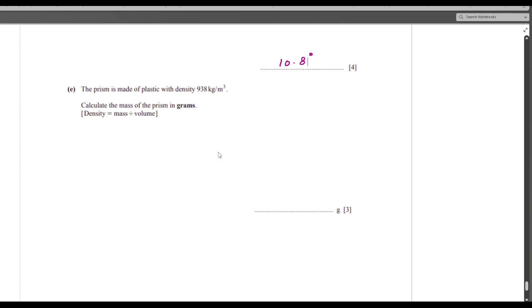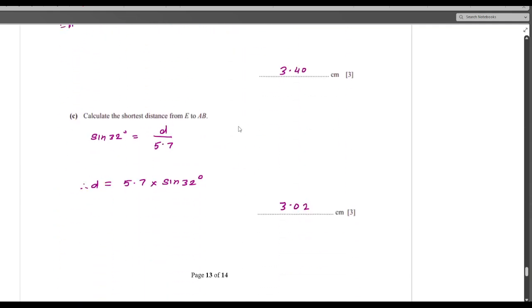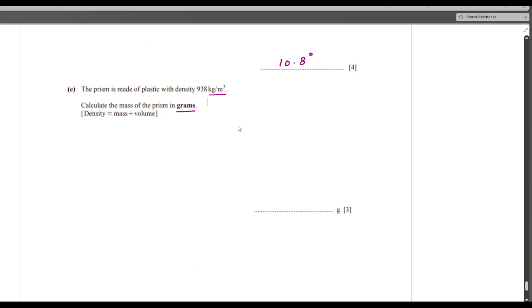Now the prism is made up of plastic with a density of 938 kg per meter cube. Calculate the mass of the prism in grams. So I have to find the mass of the prism in grams. Density is given in kg per meter cube, and the volume is given as 145 centimeter cube. Now your mass is density into volume.